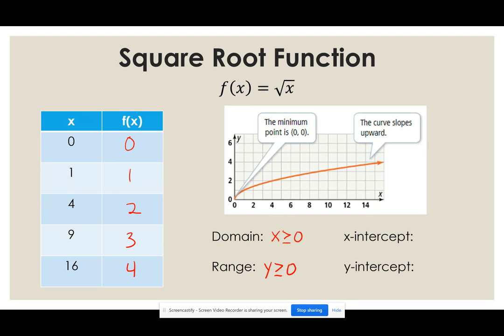Okay. The x-intercept, where does it touch the x-axis? Well, it touches at 0, 0. And our y-intercept is also at 0, 0. Okay, so we have the same x and y-intercept in this one. They both intersect the axis at the same point.